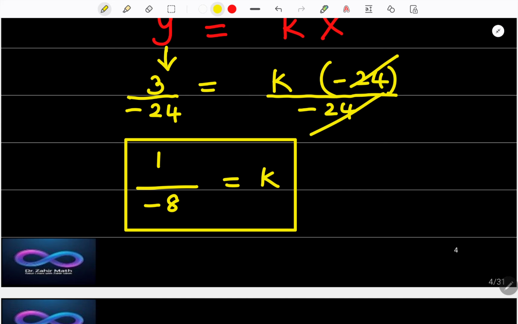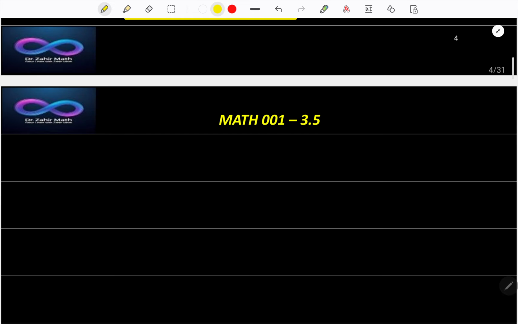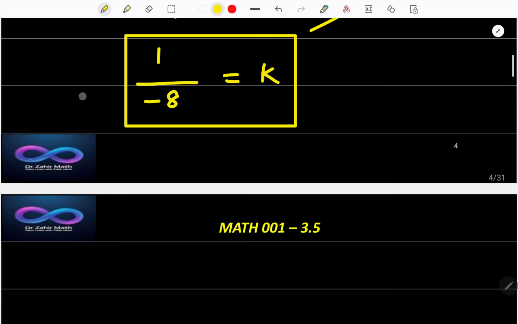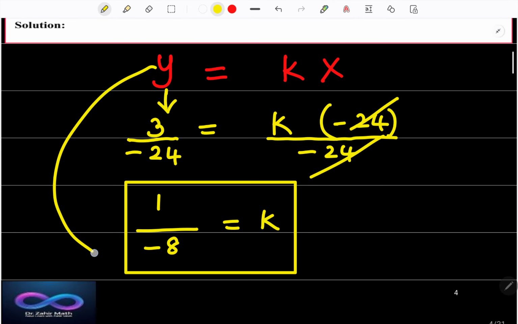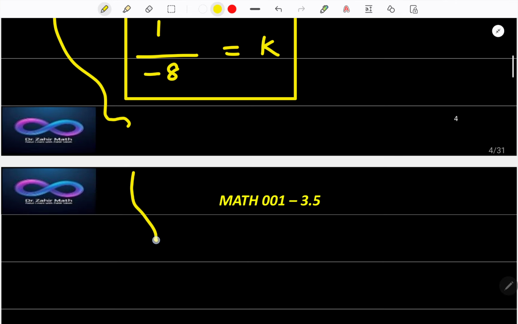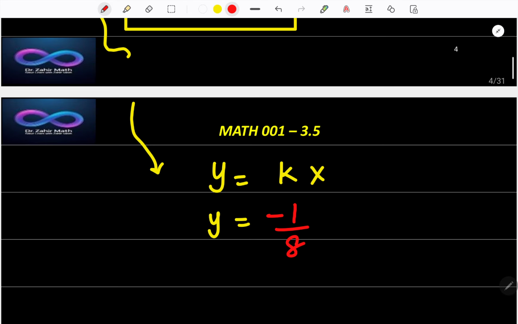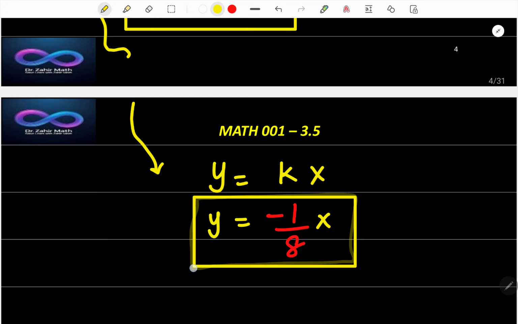So now we have to write the equation y equals. Here you are going to write y equals kx. So y equals, what is your value of k? K is negative 1 over 8 times x. So simple. One question you can expect in the final exam.